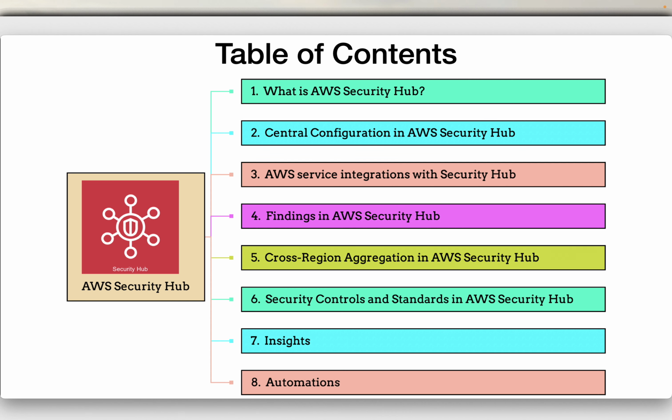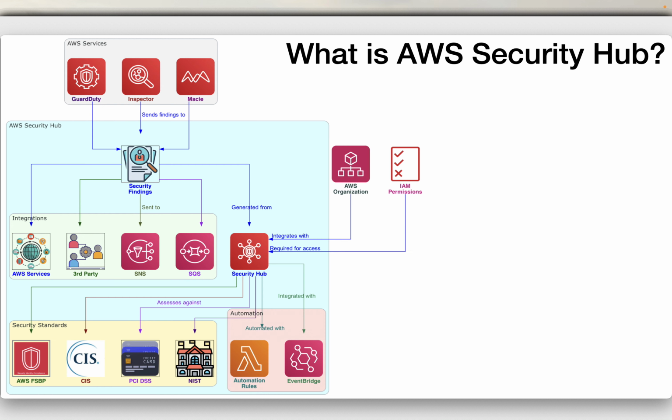So this lecture will contain all these topics. What is AWS Security Hub? Central configuration in AWS Security Hub. AWS service integrations with Security Hub. Findings in AWS Security Hub. Cross-region aggregation in AWS Security Hub. Security controls and standards in AWS Security Hub. Insights, automations. So what is AWS Security Hub?